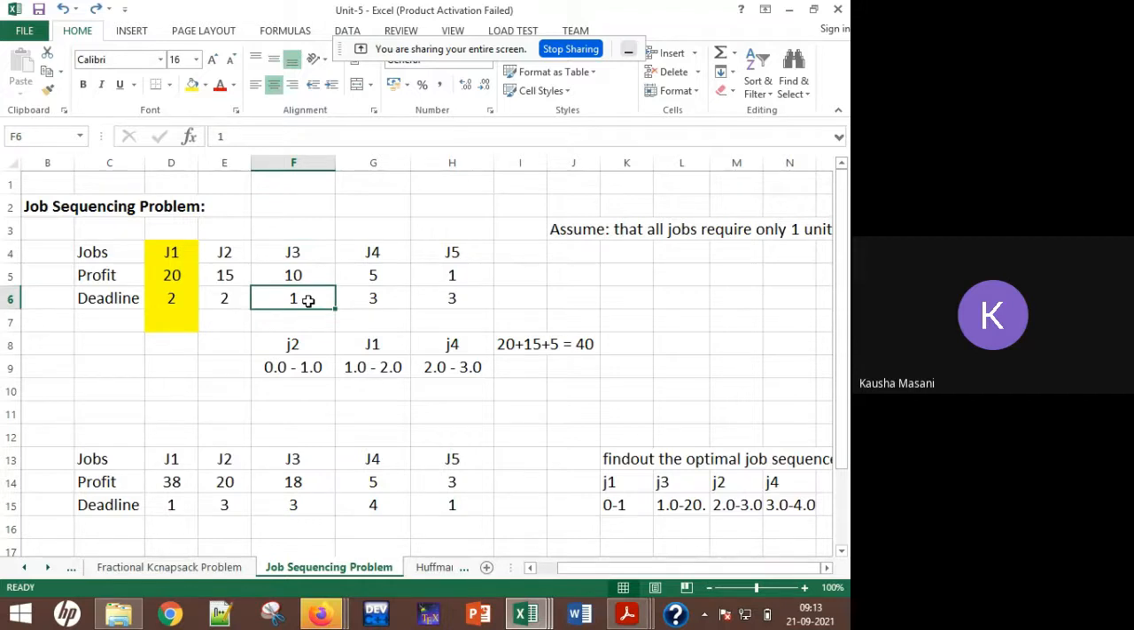That means it needs time 0 to 1 only. But 0 to 1, it is already occupied by J2. So you will exempt this J3. Okay, you won't include this J3.